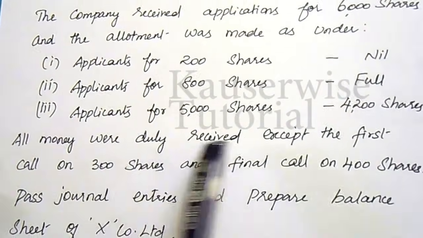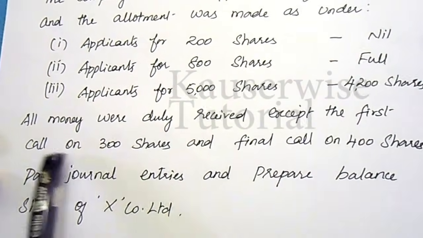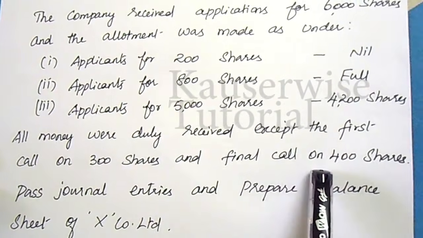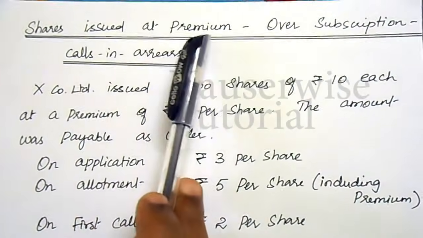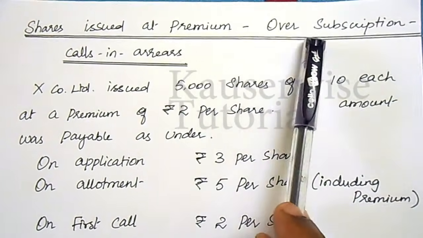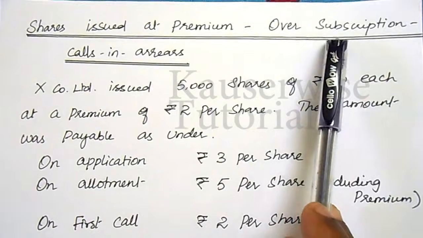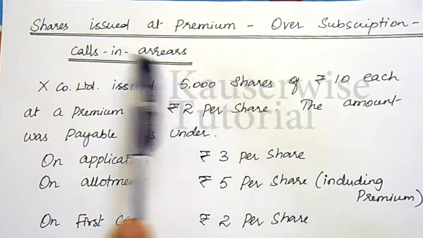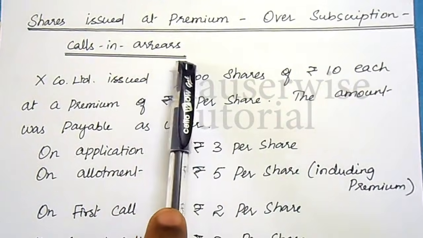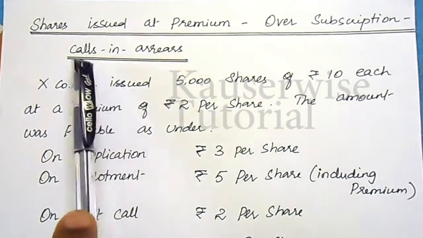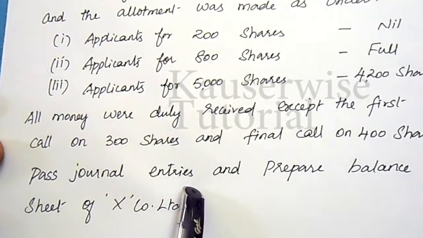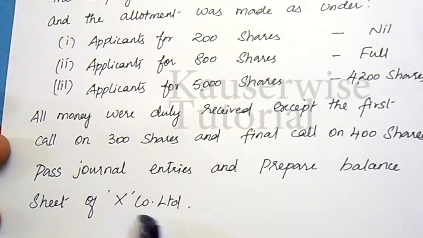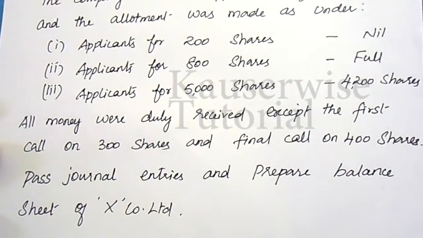All money were duly received except the first call on 300 shares and final call on 400 shares. See, here calls in arrears is there. I told you, no. So this problem is about issue of shares at premium. I have explained about premium, oversubscription, which means pro-rata allotment. That also I have explained to you. And calls in arrears. Calls in arrears means few shareholders fail to pay call money. It is called as calls in arrears. With this information, they ask you to pass journal entries and prepare balance sheet of X Company Limited. Now let us see the entries and balance sheet.